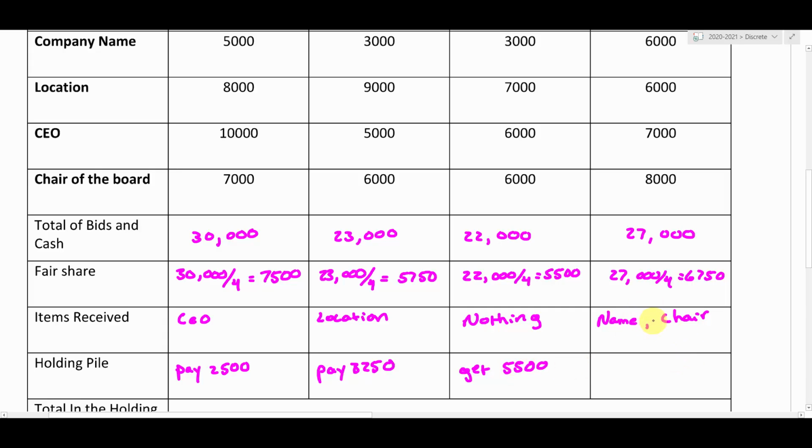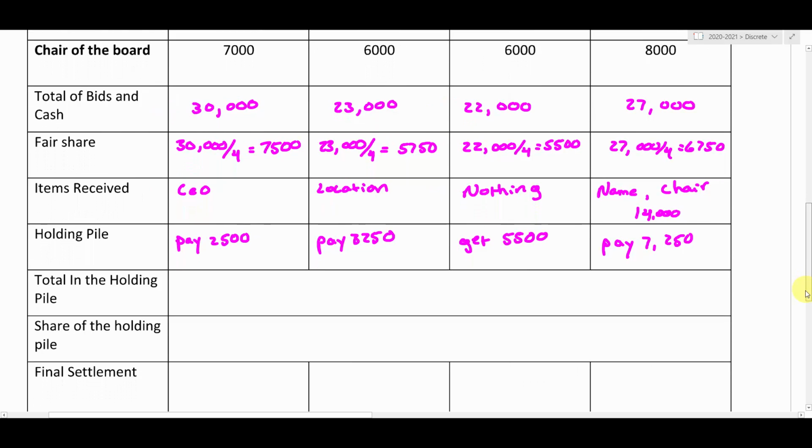Then we go over here, we've got Graphics. They got the name and the chair, and the name was worth $6,000, the chair was worth $8,000, so they have a grand total of $14,000 worth of stuff, which is way more than their fair share. So they're going to pay the difference between those two numbers, which is $6,750. Oh, wait, sorry, typo. They're going to pay $7,250. All right, so they're going to pay that much into the holding pile.